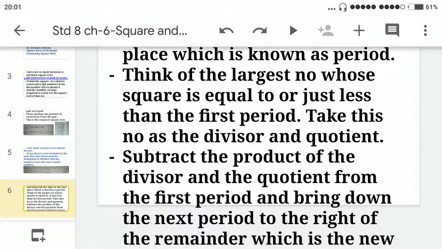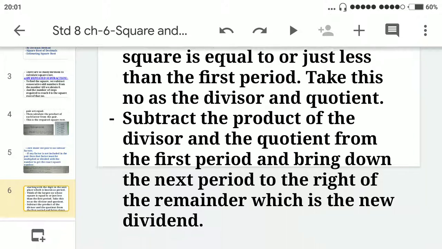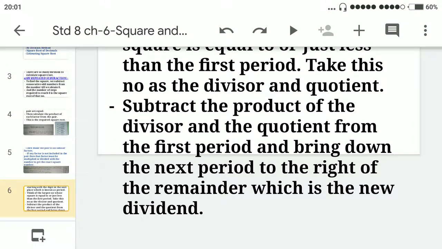For the first period, like with normal division, we think of a number such that the product must be either equal to or less than the first number. Similarly here we have made the periods, so you have to think of a number whose square is either equal to or less than that number. Then subtract the product of the divisor and the quotient from the first period and bring down the next period to the right of the remainder, which is the new dividend. That means do the subtraction, then bring down the second period and put it to the right of that number.